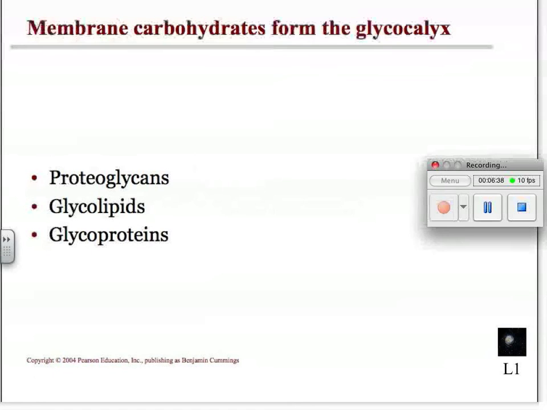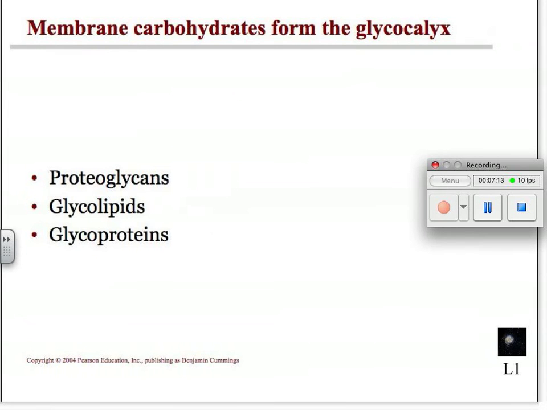Okay, we're coming back to this slide, and we're going to read from page 73 in your book, talking about membrane carbohydrates. Carbohydrates account for roughly 3% of the weight of a cell membrane. The carbohydrates in the cell membrane are components of complex molecules such as proteoglycans, glycoproteins, and glycolipids. The carbohydrate portion of these large molecules extend beyond the outer surface of the membrane, forming a layer known as the glycocalyx. The glycocalyx has a variety of important functions, including the following.